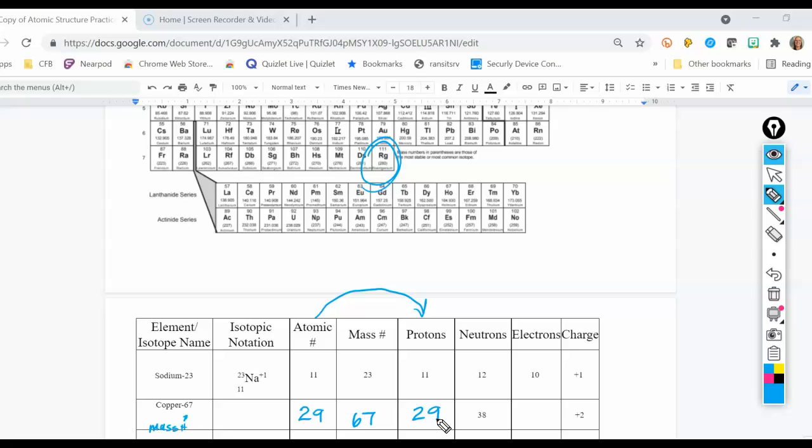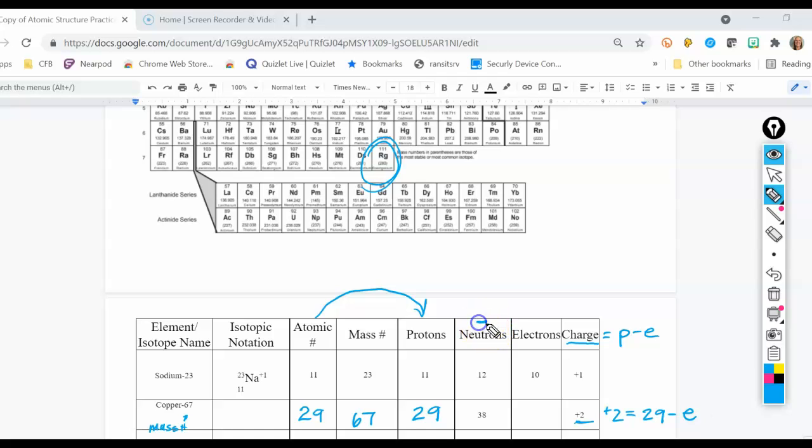And since I know my protons and I know the charge, then I can figure out my electrons, because if you remember, charge is equal to protons minus electrons. So if my charge, in this case, is equal to +2 and my protons are equal to 29, then if I want to know my electrons, this is a simple calculation here. That means that I must have 2 more positives than negatives, and the electrons are my negatives.